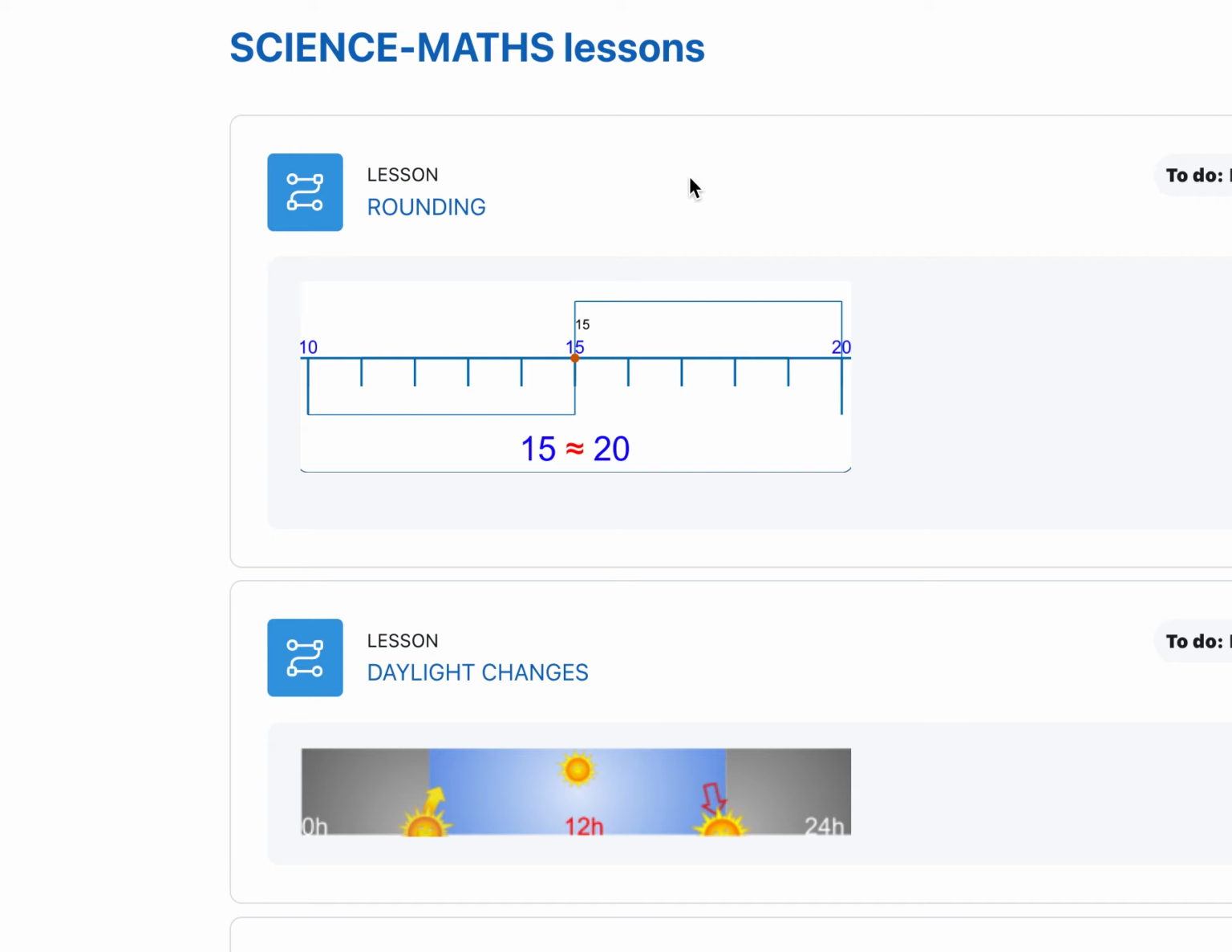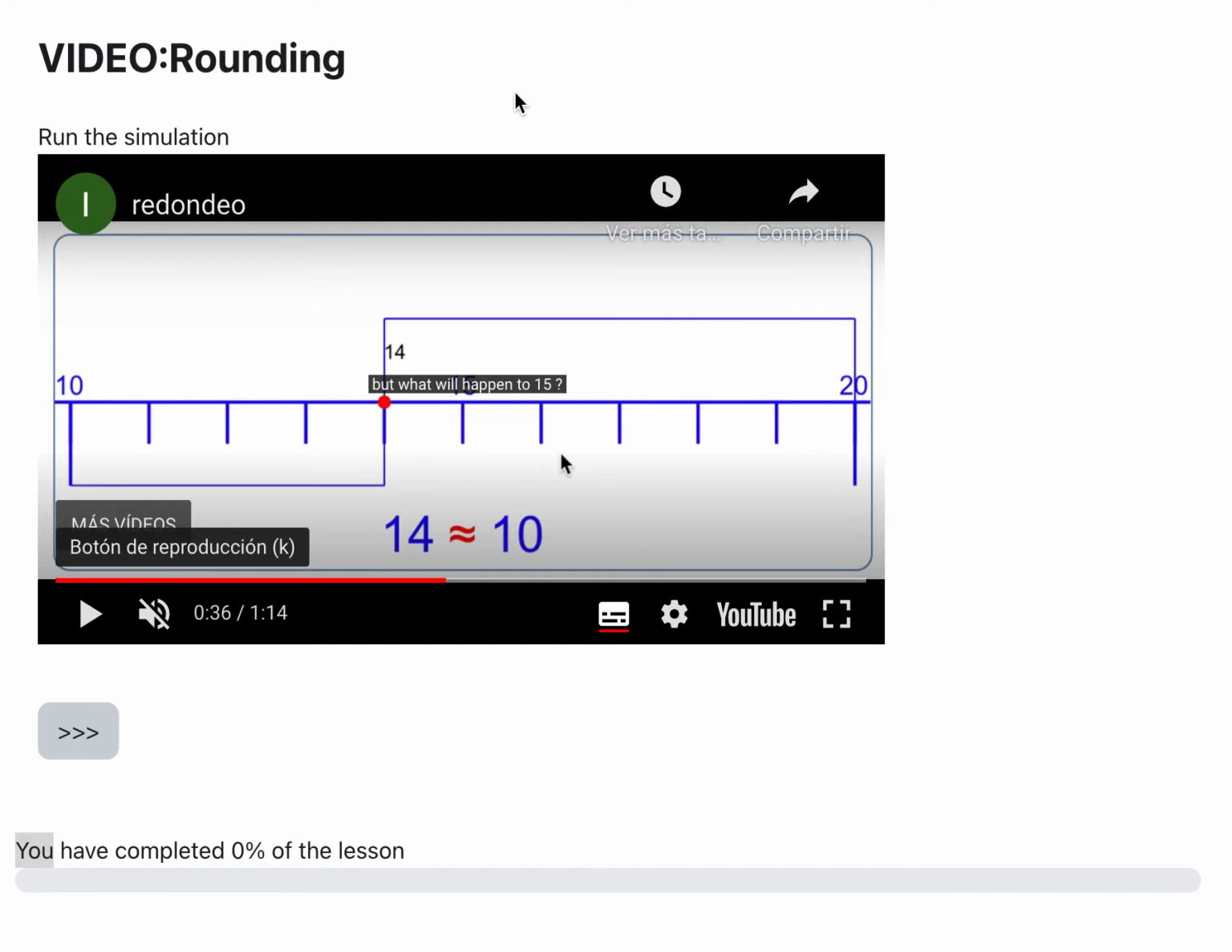We are using the lesson activity in Moodle in order to organize, to wrap different types of activities and videos and simulations. We are presenting first some lesson about rounding. In the first place, the lesson contains a video.